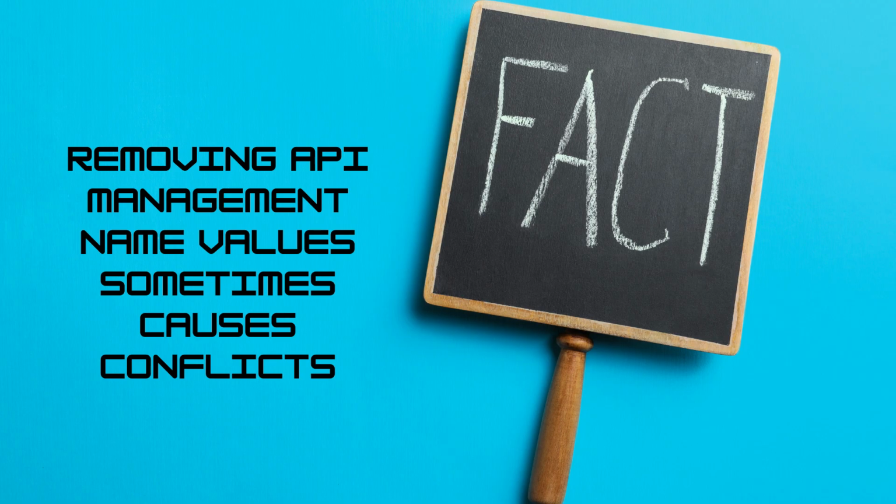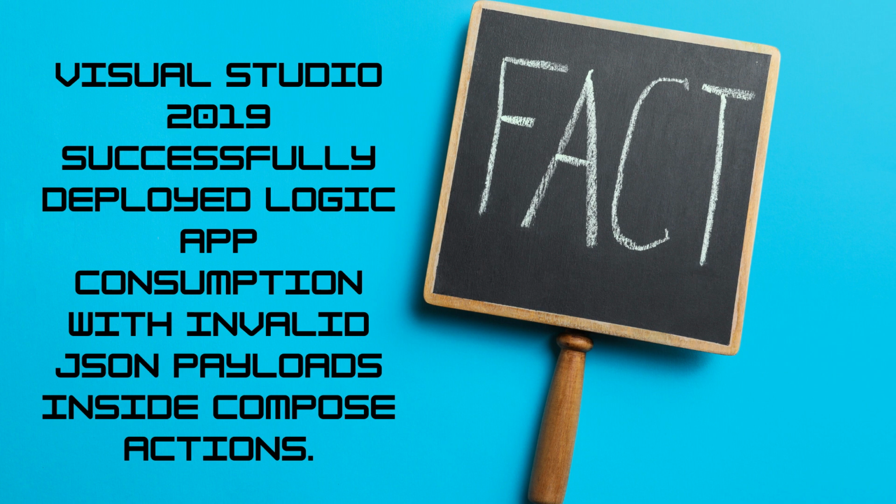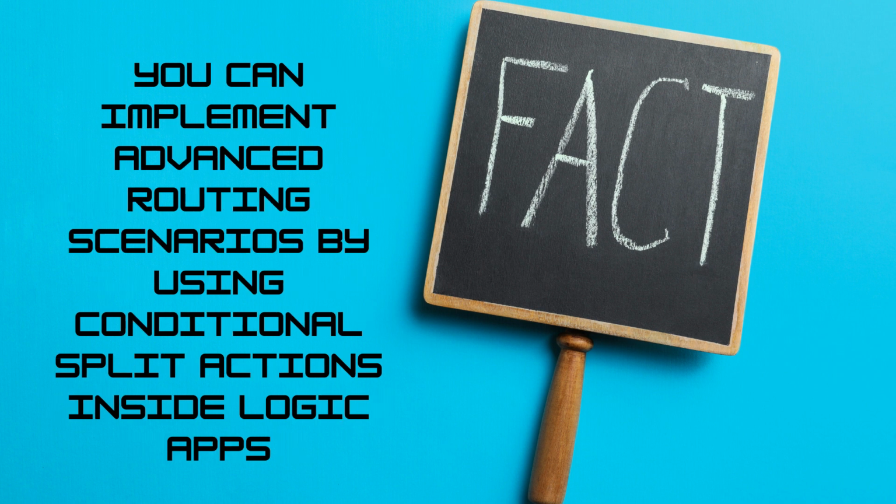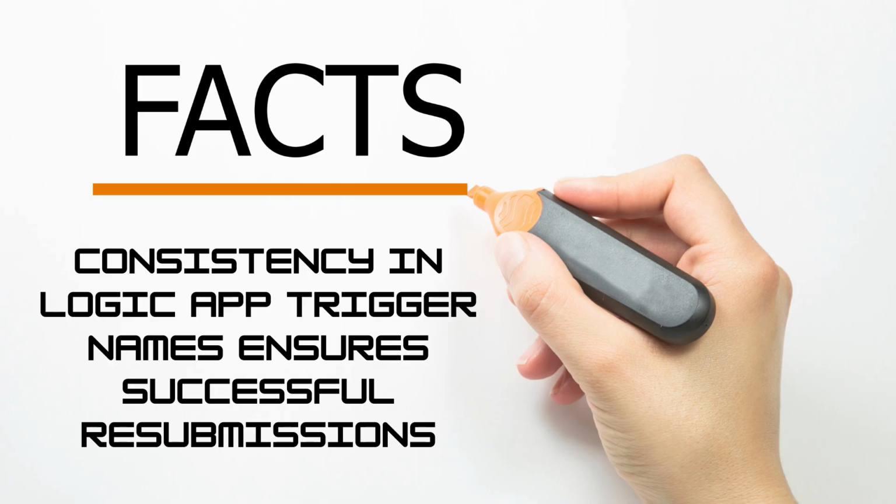You might encounter an error preventing the removal of these unused name values, especially when they are linked to existing backend configurations. If we are constructing a JSON payload inside a compose action, notice that the compose action inside Visual Studio sometimes doesn't validate if the JSON payload is valid or not. Logic Apps can implement advanced routing scenarios by using conditional split actions combined with custom expressions. If you change the trigger name inside a logic app, you may get an error while reprocessing old runs.